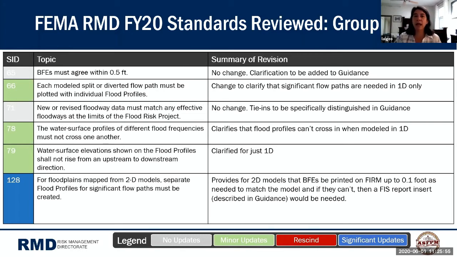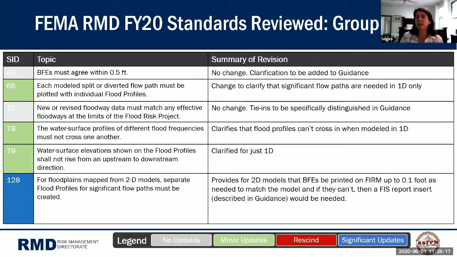What we're doing through this change is allowing for the capability of putting those BFE lines, which have historically been at the whole foot interval, to be placed at a 1/10 of a foot interval or up to a 1/10 of a foot as needed. That match the model. So those BFE lines would be exactly where the modeling information shows that elevation at, and being able to show that to a 1/10 of a foot.